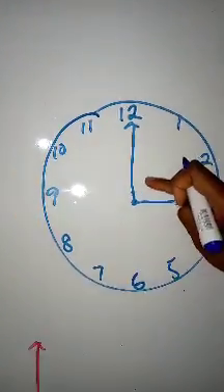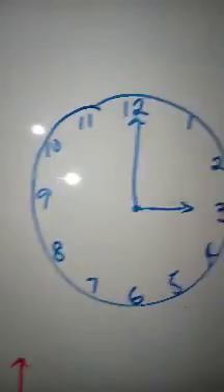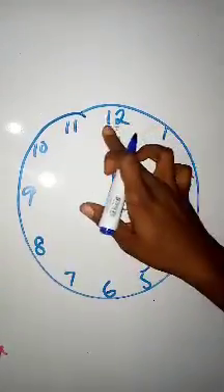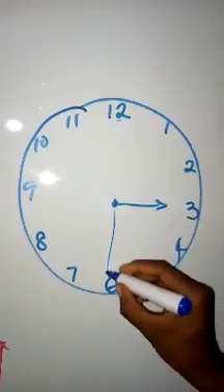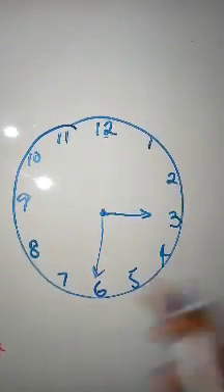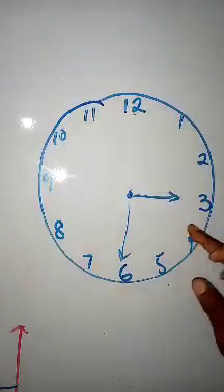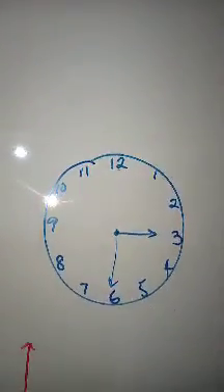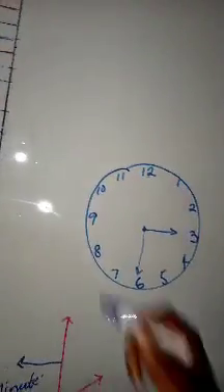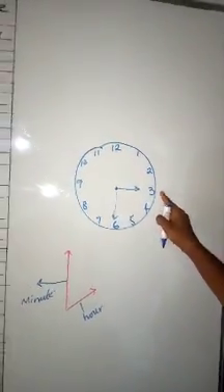Remember, when the long hand, being the minute hand, is at 12, we say that it's o'clock. So here is 3 o'clock. Now, when the long hand is at 6, we say that it is what? 3:30 or half past 3. Did you get that? Oh, we also have quarter to and quarter past. Quarter to is when the long hand is at 9 and quarter past is when the long hand is at 3.